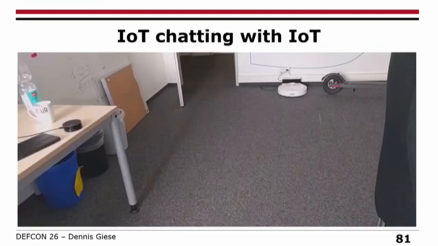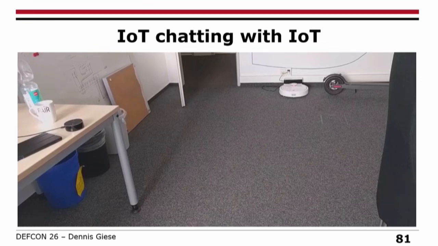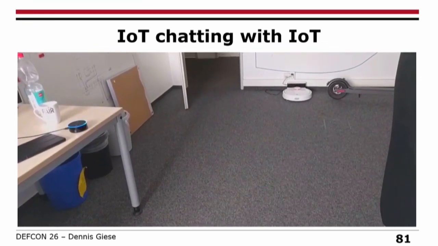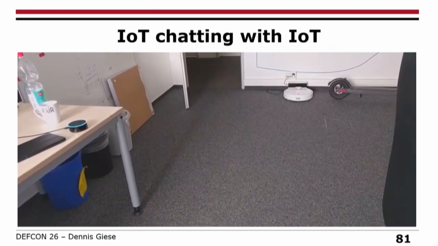And the last example, this is a demo I actually wanted to do in real, but the thing is I can't connect the vacuum cleaner to the Wi-Fi here, so I have to do it on video. IoT can chat with IoT devices, and you see on the left side there's the Amazon Echo, and on the right side there's the vacuum cleaner, and let's see if it works.